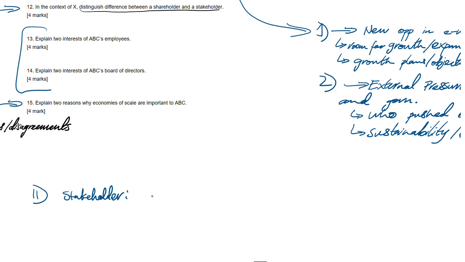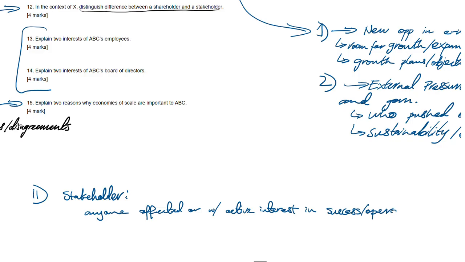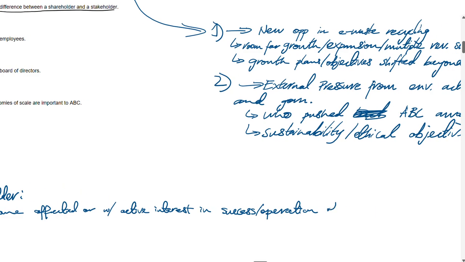So, let's say anyone affected or with active interest in the success or operations of a business. So they're affected by the success or operation, or they have an active interest in the success or operation of this business, let's say ABC.